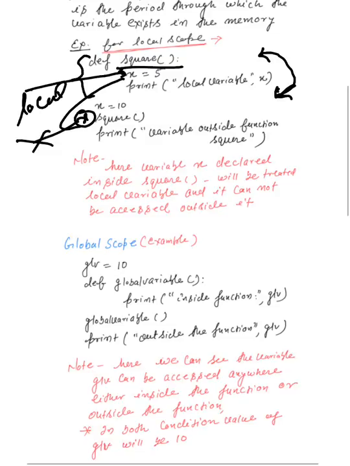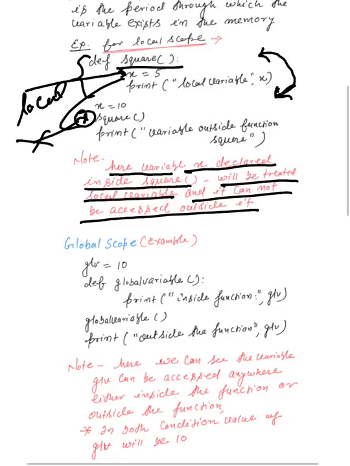I hope it is clear that a variable x declared inside square will be treated as a local variable and cannot be accessed outside it. It means outside the square you cannot access it. The variable declared inside any function cannot be accessed outside of the function. So it has limited access. That's why it is called a local variable.